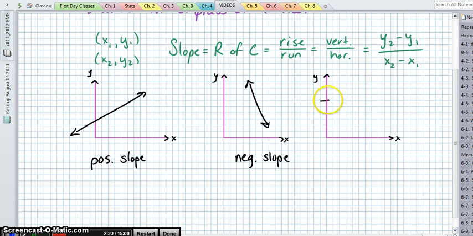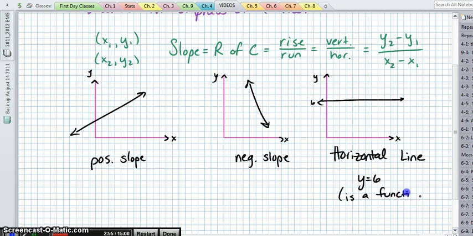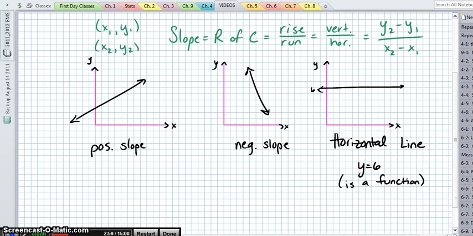Let's say you have a horizontal line. Now in this case, let's say this is 1, 2, 3, 4, 5, 6, y equals 6. Okay. This would be the equation for that horizontal line. It is a function because it passes the vertical line test. But if you were to calculate its slope, something happens.